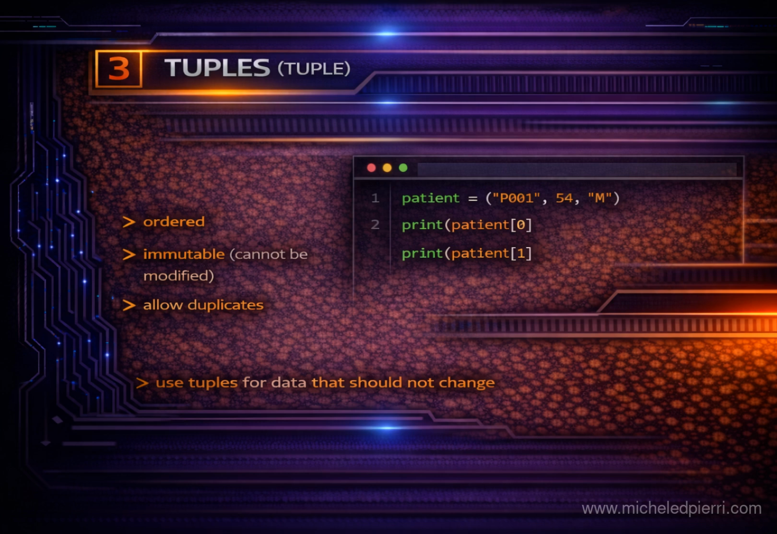On the right, the variable patient stores a small record. An identifier, an age, and a sex label, grouped together in one tuple. Notice the parentheses and commas. That's the typical tuple syntax. Then the next lines access specific fields using indexing. patient[0] pulls the first element, patient[1] pulls the second. So you can read parts of the record easily, but the idea is that you don't rewrite the record in place like you would with a list.